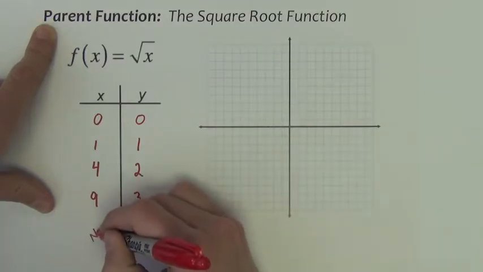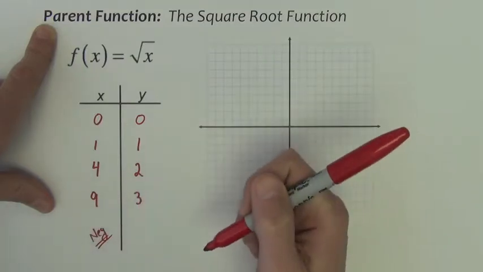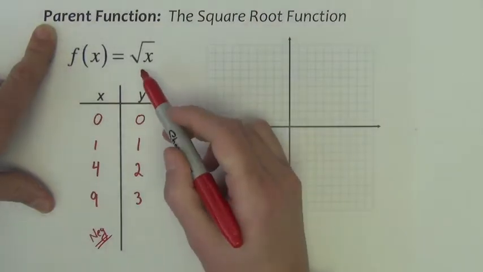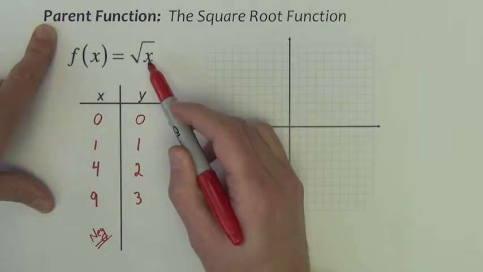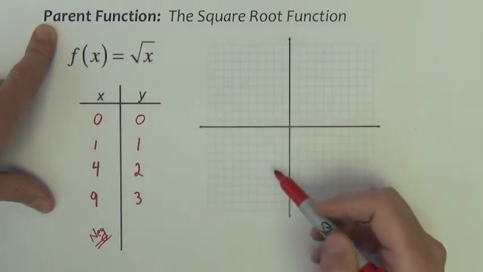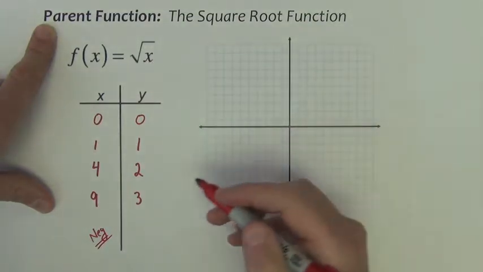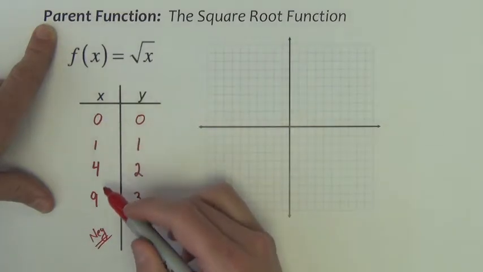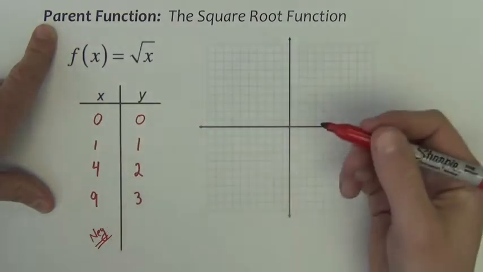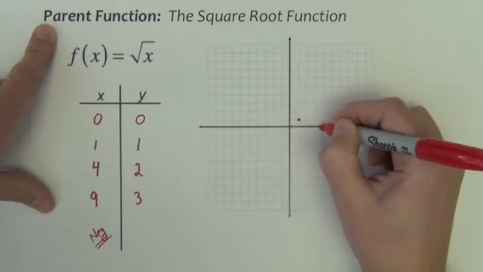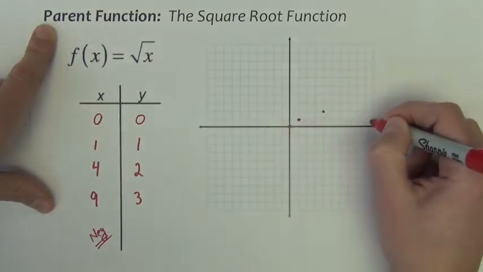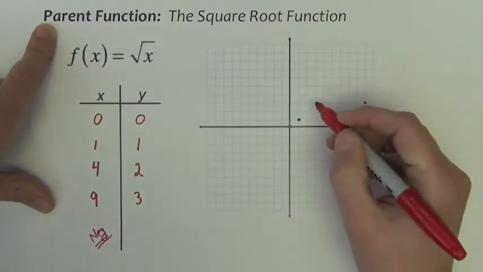Notice there are no negatives in this table, because we can't take the square root of a negative number. We can if we want imaginary numbers, but we don't want imaginary numbers. They wouldn't appear on our graph. So I don't need negatives. I can just start at 0 and go positive from there. So my points are (0, 0), (1, 1), (4, 2), (9, 3).